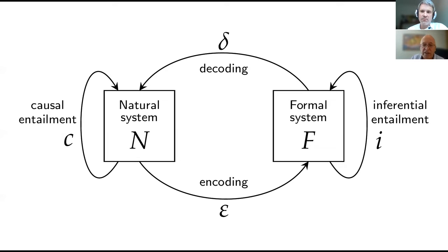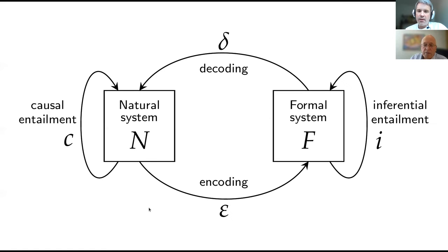So the idea is that if you decode the results of the formal system back into the natural system, and you follow the path C from N to N, and you compare it to epsilon to I to delta, and the two are actually the same. So if you compose epsilon, I, and delta, and it gives you the same results as C, then you have a model that is a good model, right?